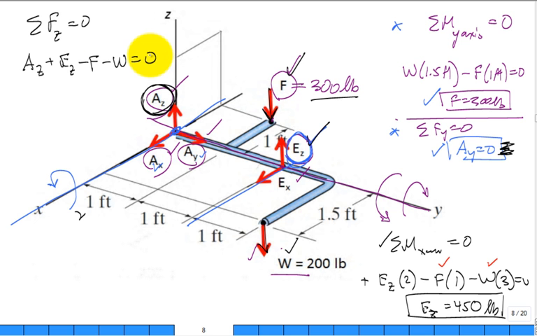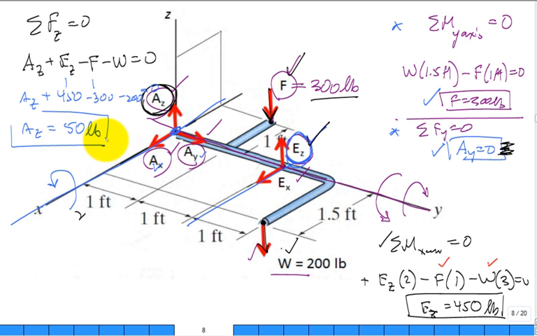Thank you. So now we have, this one is known to be, what did it say, 450? This one is negative 300. This one's negative 200. That's equal to 0. We can solve for AZ. AZ is equal to 50. 50 pounds, positive. True? There you go. So sort of check, check. All right. So we have 1, 2, 3, 4. I need 2 more to solve for.